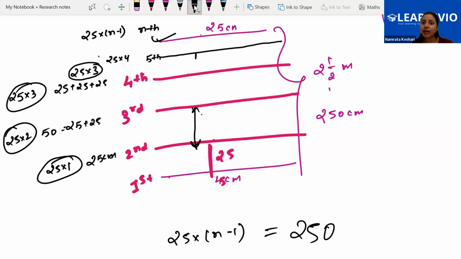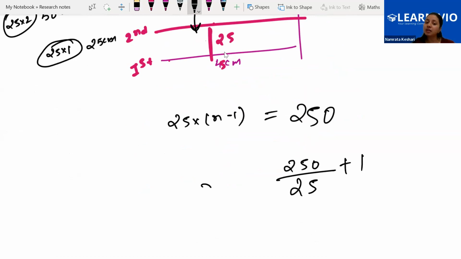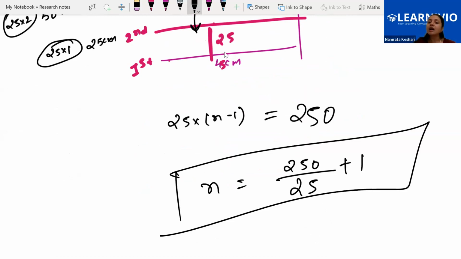अब यहां से n का वैल्यू आएगा, लेट्स डू दैट. If we do it over here, you can apply distributive property, or you can shift this 25 directly to that side. It will come out as 250 by 25 plus 1. This step directly, Harshit and Aisha, you have done. Do you understand that from here only it came?